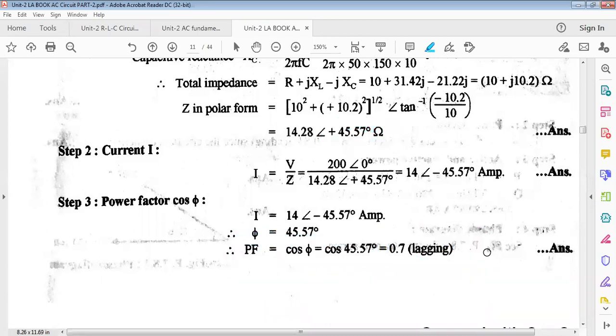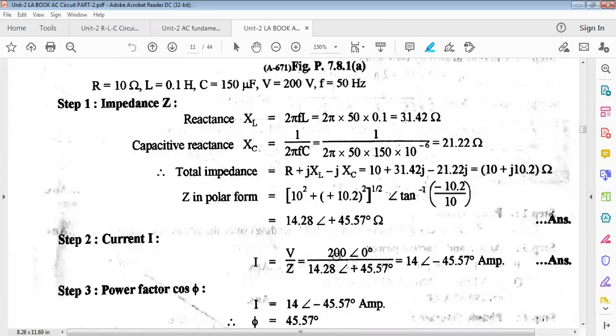Okay, now total voltage you know, 200. If nothing is given, consider it at an angle of 0 degree. Okay, sometimes see in exam current only magnitude is given, 11, 12, 13 and 14. So directly you can do 200 divided by 14.28. So answer is 14.